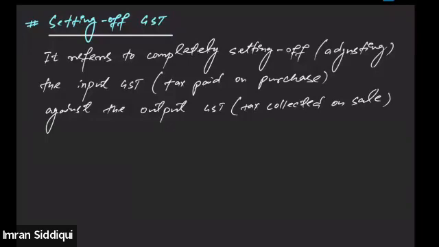Okay, so setting off means adjusting the tax paid at the time of purchase, that is input GST, with the output GST. Okay, so adjusting the taxes paid in such a way that we completely adjust it with the output GST that we have collected at the time of sale. And there is a particular procedure which we need to follow in order to adjust the tax that we had paid at the time of purchase with the tax collected at the time of sale.